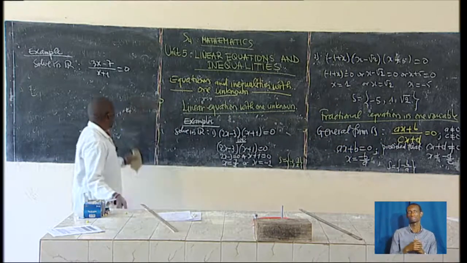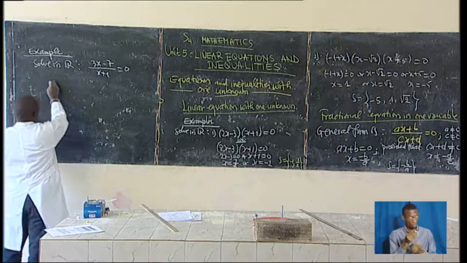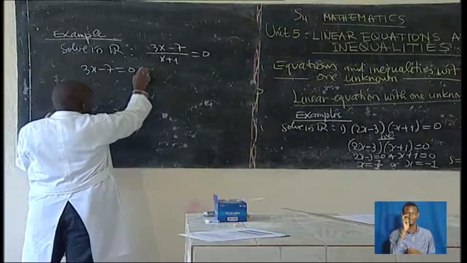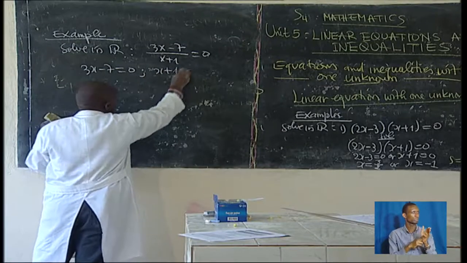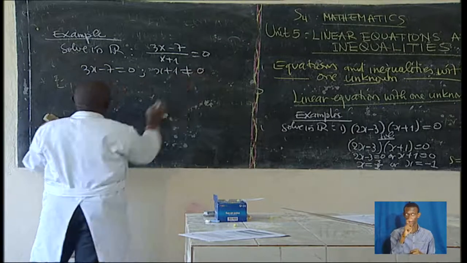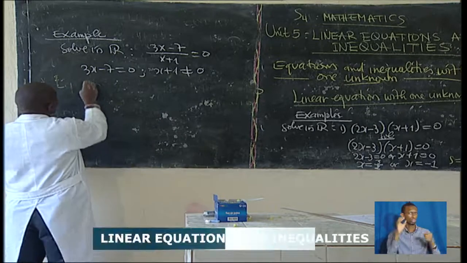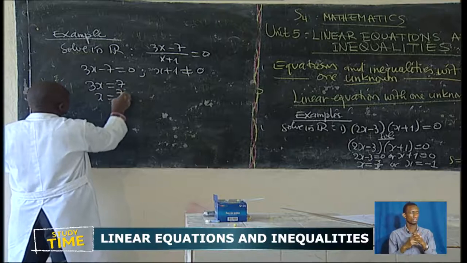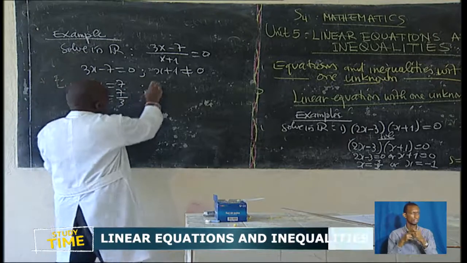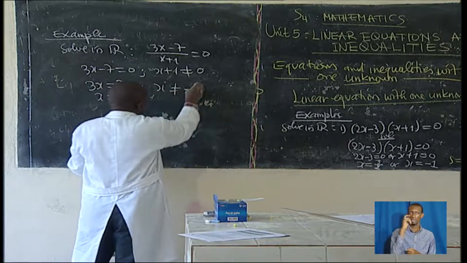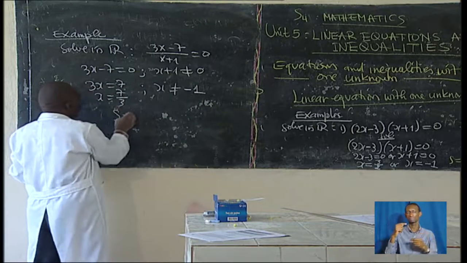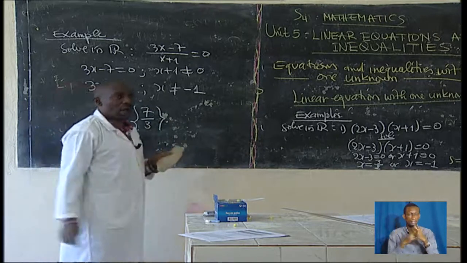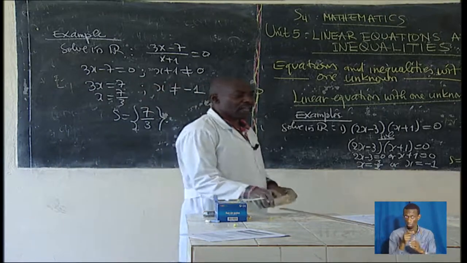Yes. Now solving this, I'll be having 3x minus 7 equal to 0, provided that x plus 1 is different from 0. Solving for x, I'll be having 3x equals 7, and x is equal to 7 divided by 3. And here x is different from minus 1. And the set of solution is 7 divided by 3. Are we together? Very nice.